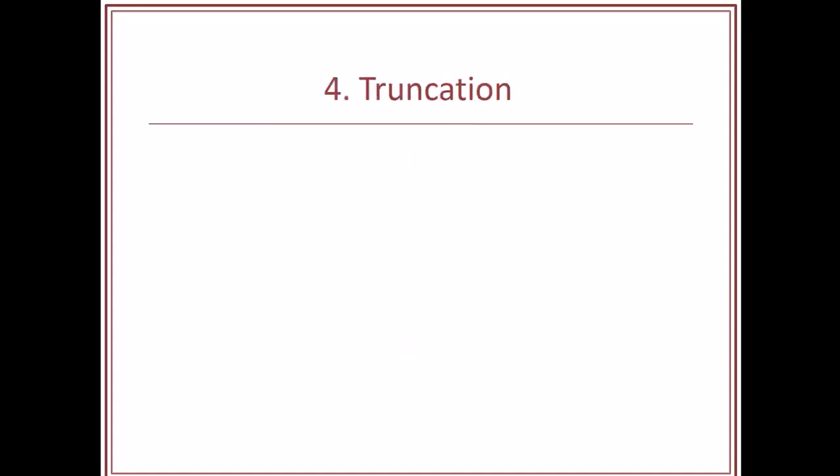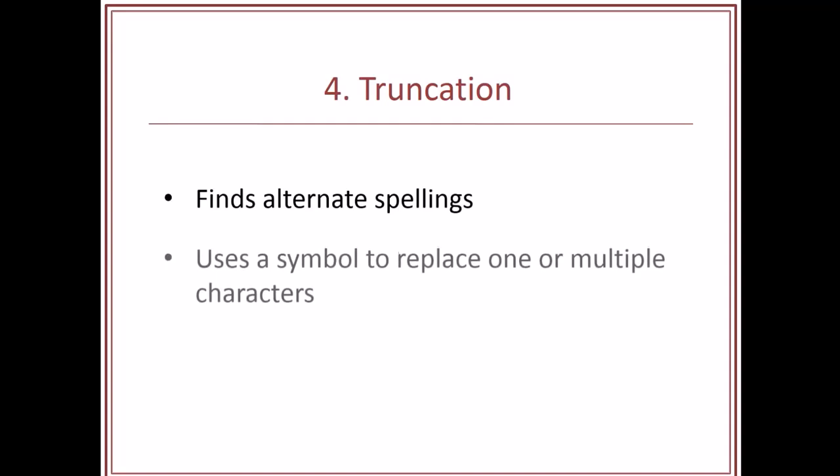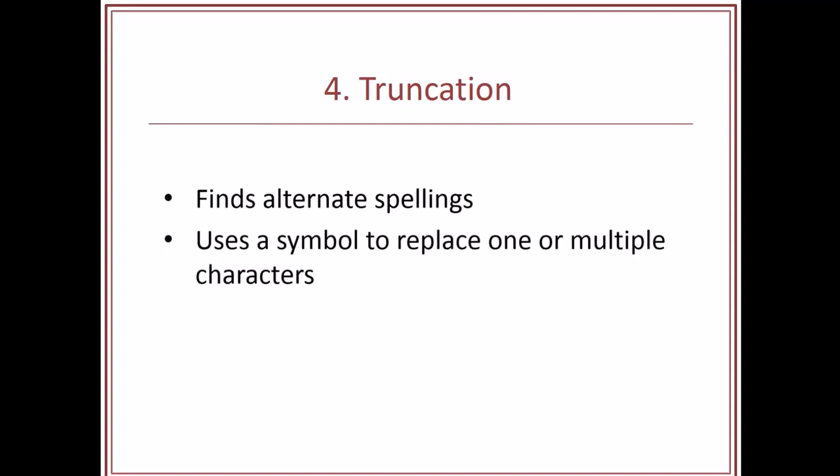The fourth basic search strategy is truncation. Truncation lets you use a symbol at the beginning, end, or within a root word to take the place of one or multiple characters, depending on the system. Common symbols are the asterisk, question mark, and dollar sign. Use the help to find out which are supported. Truncation expands results by finding various endings or spellings of your search terms.